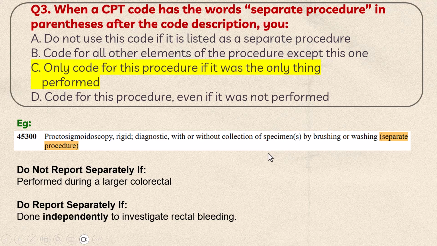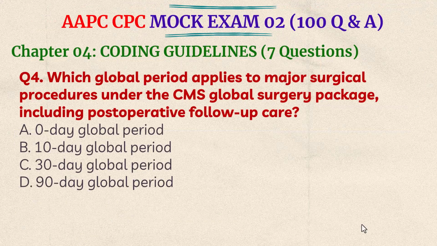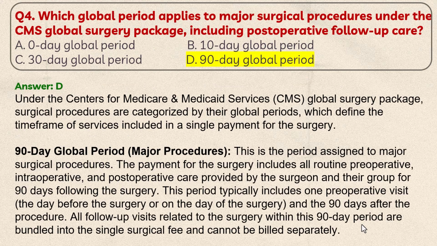If it is done with the major procedure, you have to use the major procedure's code, not this separate code. Question number 4. Which global period applies to major surgical procedures under the CMS Global Surgery Package, including post-operative follow-up care? So there are 4 answers. A, 0-day global period; B, 10-day global period; C, 30-day global period; D, 90-day global period. Think about the answer. The correct answer is D, 90-day global period.